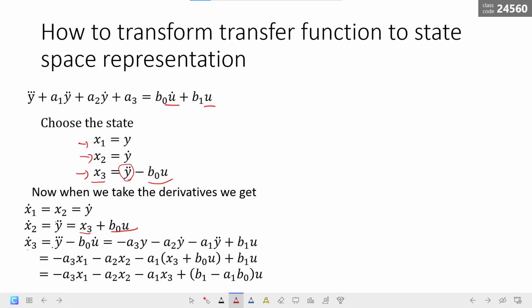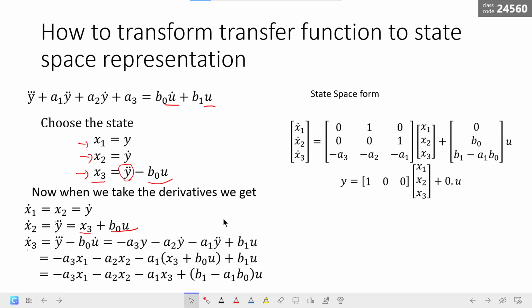And then h3 dot is y triple dot minus B0 u dot. So then you just manipulate, substituting all the derivatives of y into the state variables h1, h2, h3. Just do some substitutions. Finally, you get the same linear state space form. So you have h dot equal to A h plus B u, with u here already. And then y equal to C h plus D u.